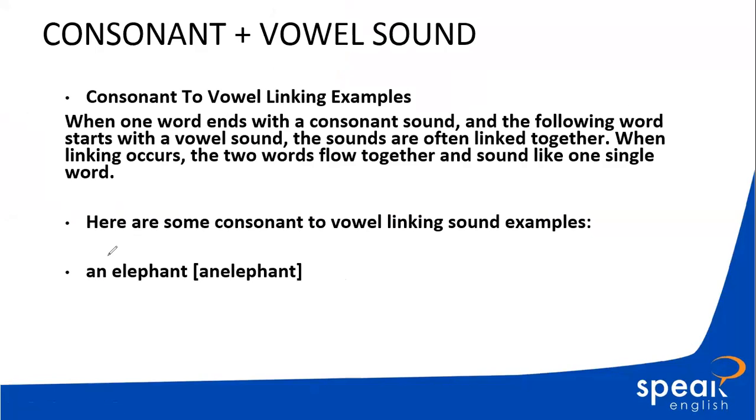Okay, I am saying it slowly. How do you read it? Linking the sound. Can you read it for me? An elephant. Very good. Okay, let's move on. We have another example. How do you read the example here? An apple. An apple. One more time. An apple. Very good. Great.